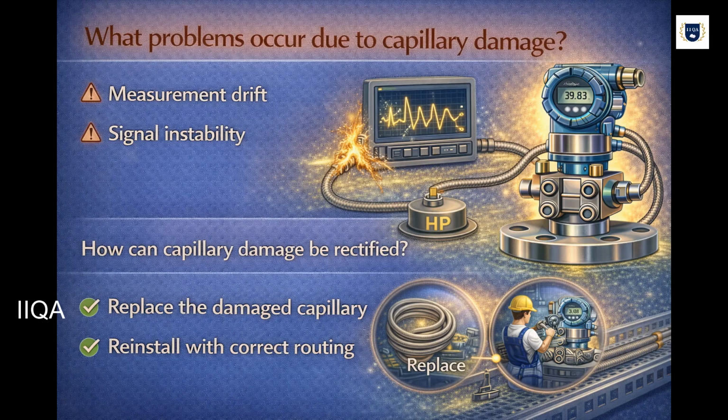What problems occur due to capillary damage? Measurement drift, signal instability. How can capillary damage be rectified? Replace the damaged capillary. Reinstall with correct routing.